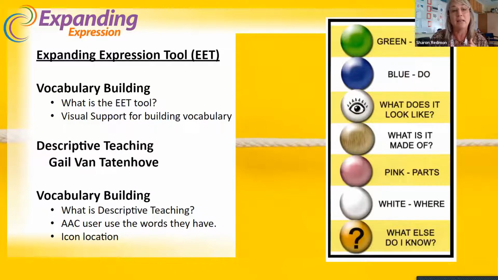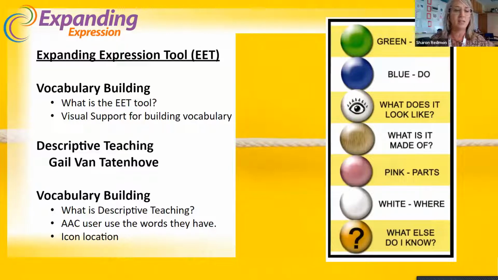I expanded the Expanding Expression tool by using some of her materials, where we ask: what else do I know? What does the word start with? What does the word sound like? What else do we know about this word? How could we build that word and find it by spelling it out to help us figure out what that word is? So really utilizing some of those descriptive teaching techniques to build that vocabulary, right?